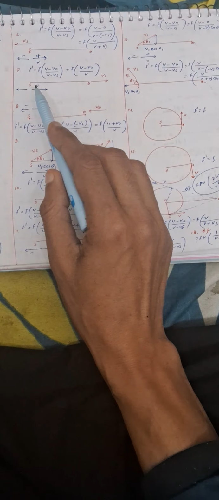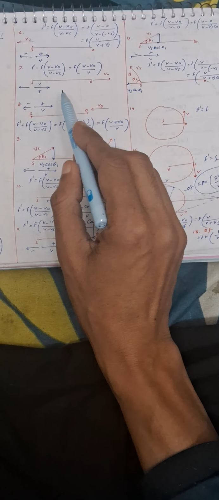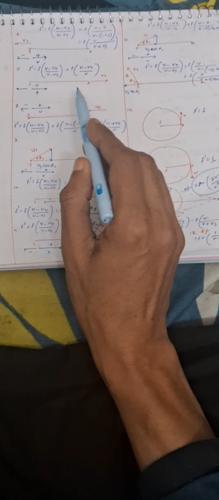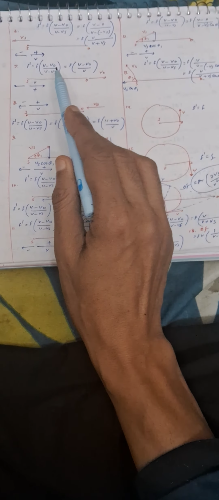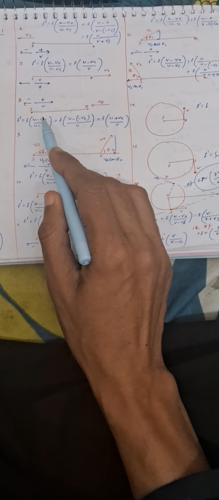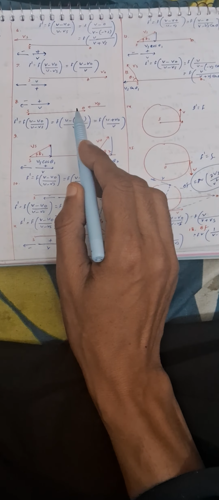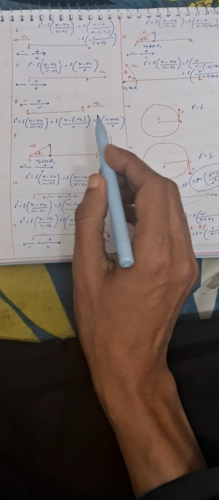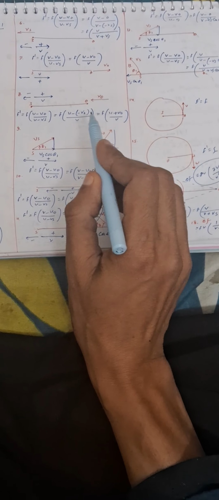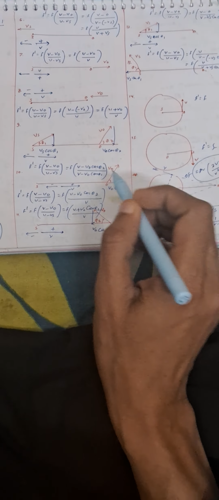Now here is a source and observer. Here the observer moves, the source is at rest, so vo will be positive over here, so f' will be f (v − vo)/v. Next, the observer moves toward the source, so that direction will be taken as negative, so f' will be f (v + vo)/v.